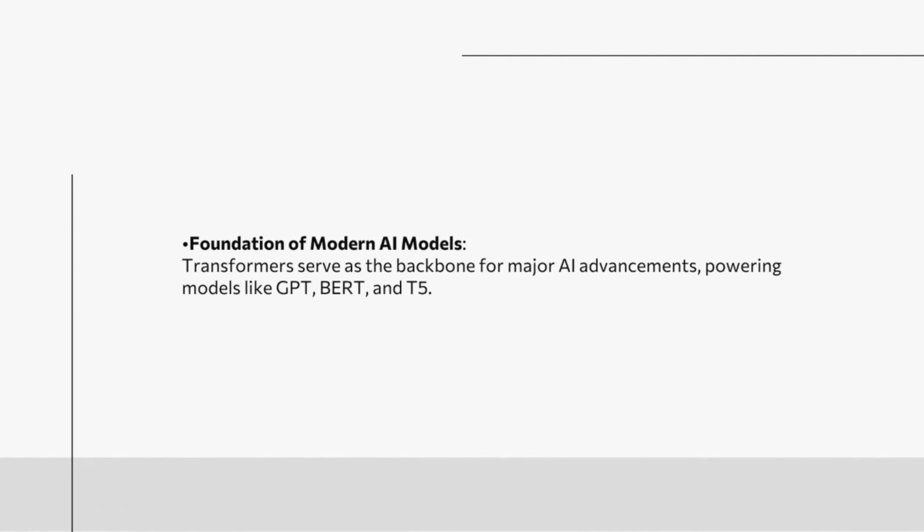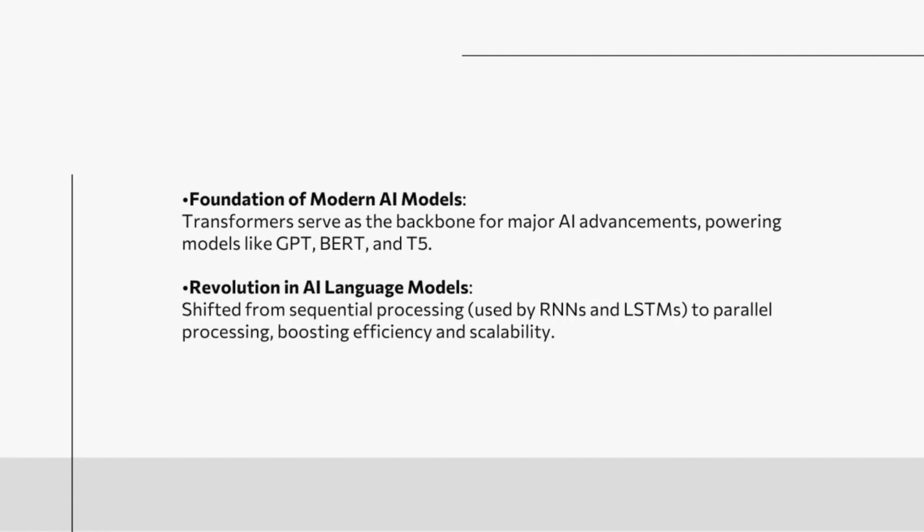Transformers have become the foundation of modern AI, powering influential models like GPT, BERT, and T5. These models have had a tremendous impact on natural language processing tasks, revolutionizing how we handle language understanding and generation. What makes transformers stand out is their shift from the older sequential processing methods used by models like RNNs and LSTMs to a more efficient parallel processing approach. This change has dramatically increased their scalability and speed, allowing them to handle larger datasets and more complex tasks.